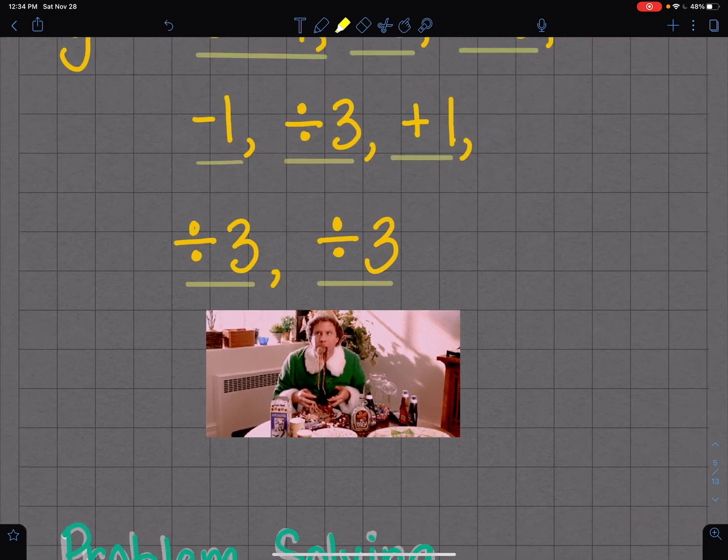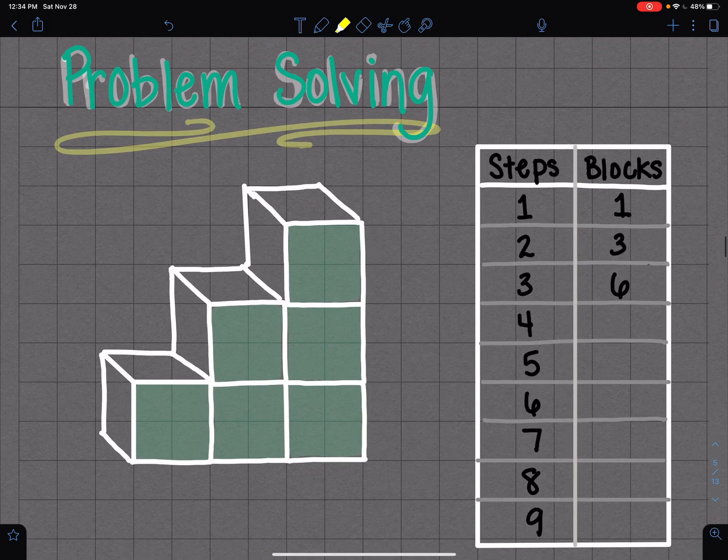All right, we're going to jump into problem solving. Problem solving is interesting. It goes over a girl named Susan, who began building stair-step patterns with blocks. So these are blocks right here, and she basically made some steps with the blocks. She used 1 block for a 1-step pattern.